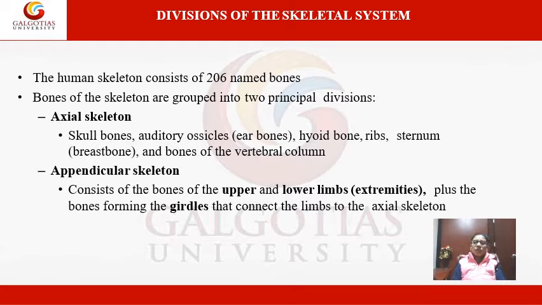In general, if you want to learn it in an easy way, you can see the axial skeleton in a vertical shape. You are looking at it in a straight format. So skull bone will be there, then auditory ossicles, meaning ear bones, then hyoid bone, and in the chest the sternum will be there. Second is appendicular skeleton. The appendicular skeleton is mainly the upper and lower limb extremities, plus bones forming girdles that connect the limbs to the axial skeleton.